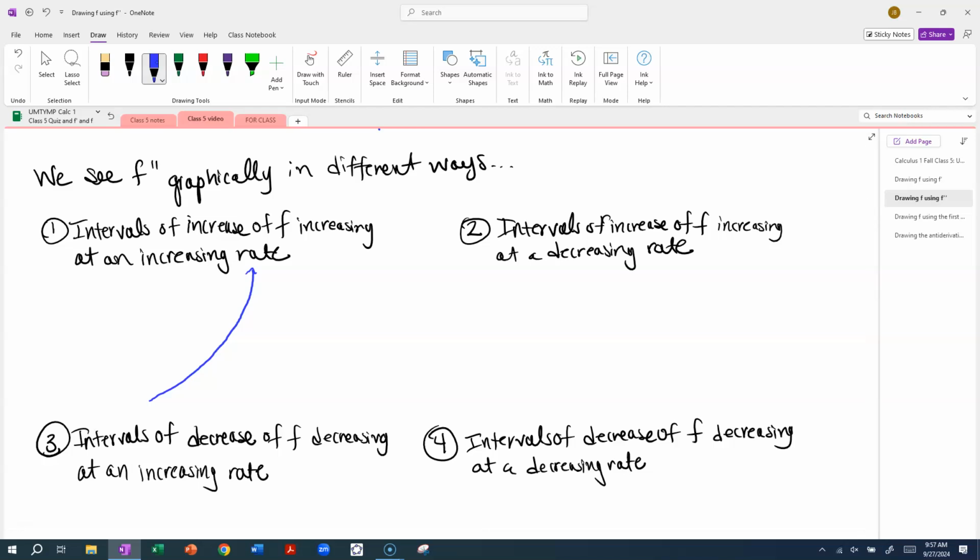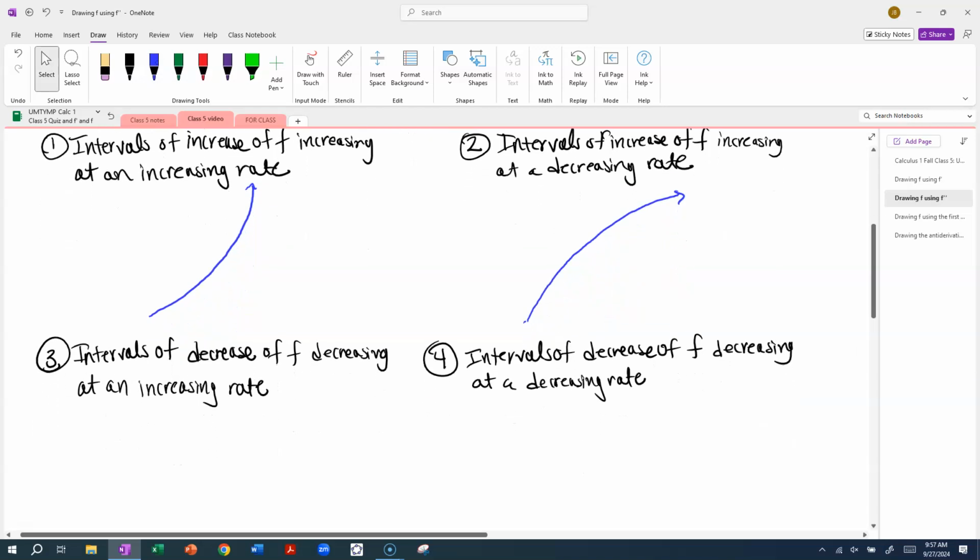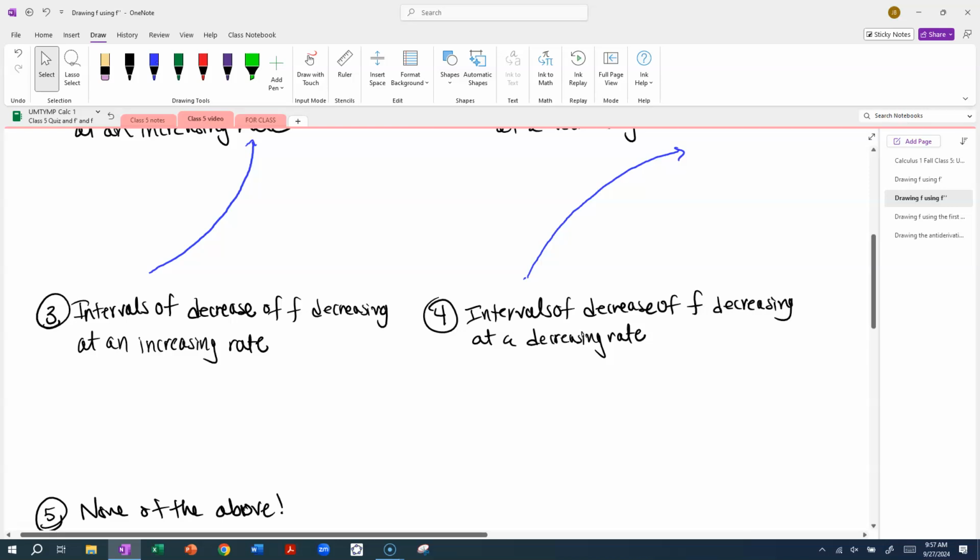Second, intervals of increase of f are increasing at a decreasing rate. So we're increasing, but we're slowing down. Something like this. The slope is really positive here, becoming less positive over time. Number 3 says intervals of decrease of f, so we're going down, are decreasing at an increasing rate. So we're going down, but it's getting steeper as we go down, something like that.